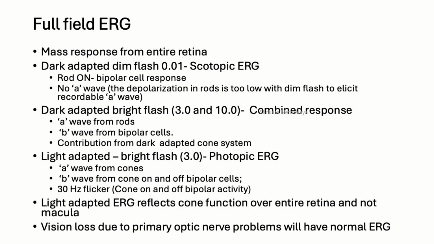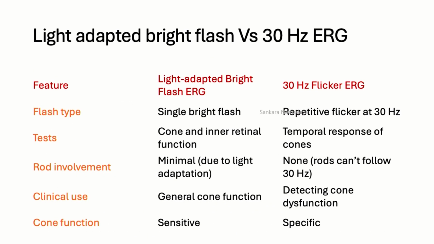Then vision loss due to a primary optic nerve problem will have normal ERG, because up to the optic nerve everything is okay, so ERG will be normal. It's only beyond that, when the optic nerve is affected, that you won't go up to the occipital cortex. Okay, so these are important pieces of information for you to use when you are using it for diagnostic or evaluating purposes.